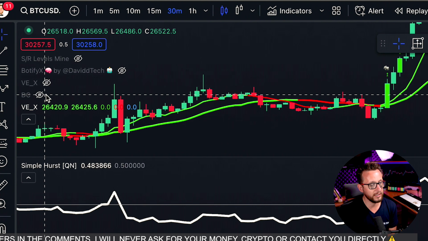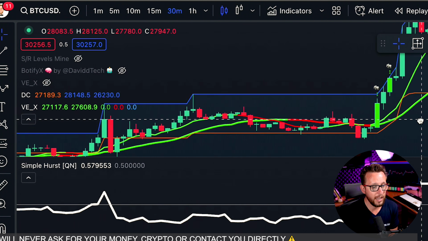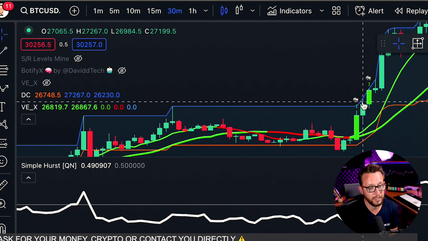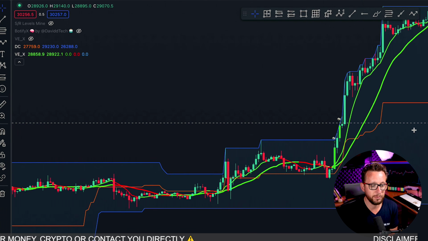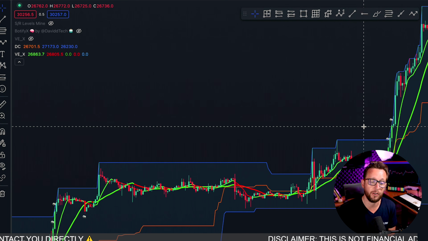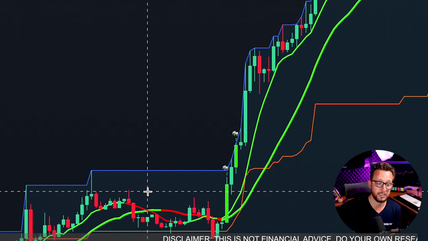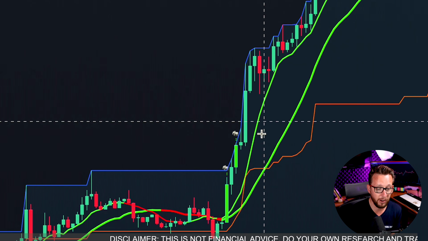The final indicator, which I did forget to say what we're going to be using, is the Donchian channel. As we make new highs, this channel is used by the Turtle Traders, which is a very well-known story in the algo trading world. As price breaks over a previous high, we create new highs in this blue line here.